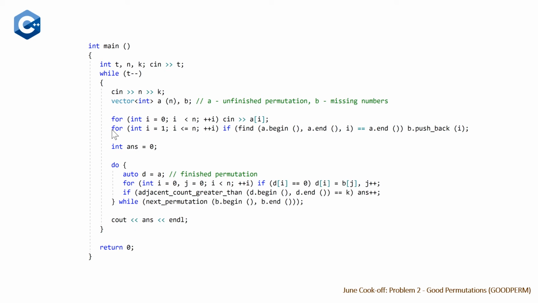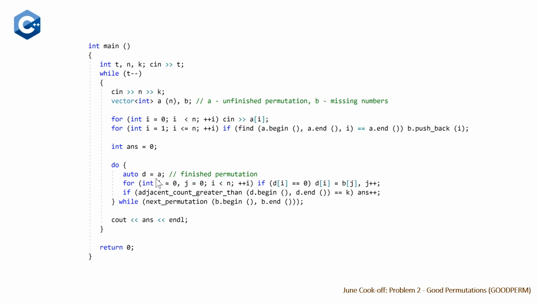So now we have A and B, and all we're going to do is initialize a variable answer, which is going to keep track of the number of good permutations, and then we're going to enter our do while loop, which is going to loop over all of the permutations of our missing numbers B. Note that because we looped from 1 to N increasing, B is going to be sorted. If it wasn't sorted, you'd need to do that first in order to loop over all next permutations, but due to the way that we've written this algorithm, it already is sorted.